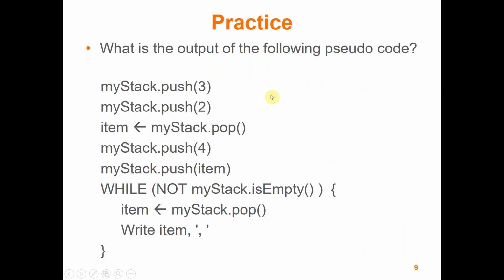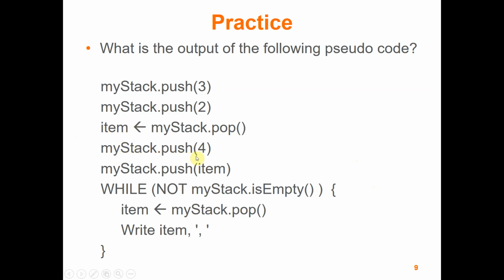Just a very basic, simple practice question: what's the output of the following pseudocode? Here we have an empty stack. Let's assume that the stack is empty. We are pushing 3, so we would have 3. We push 2, so 2 goes on top of the 3. We pop from the stack, so it removes from the top, which is the number 2. You can see that pop returns something. What does it return? It's the number that got removed from the stack, so it is stored in the item variable.